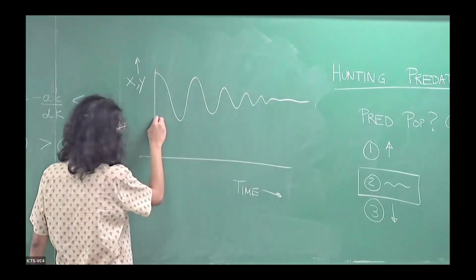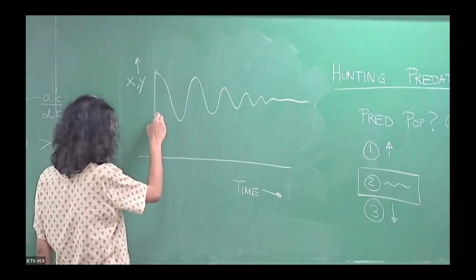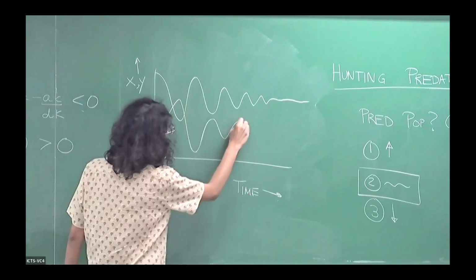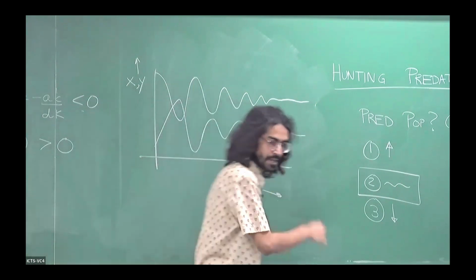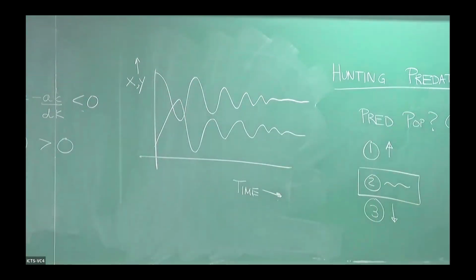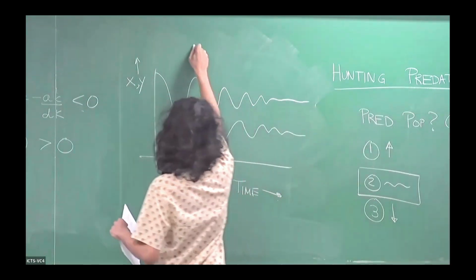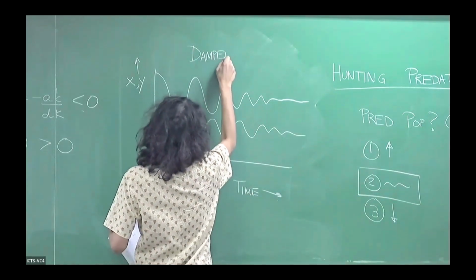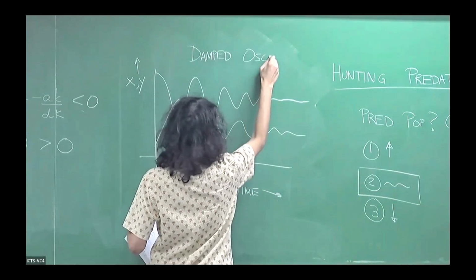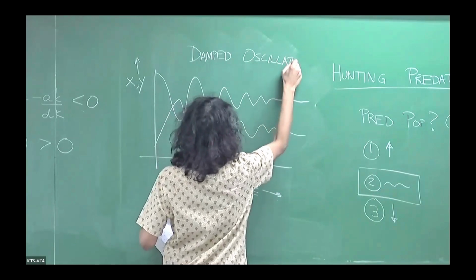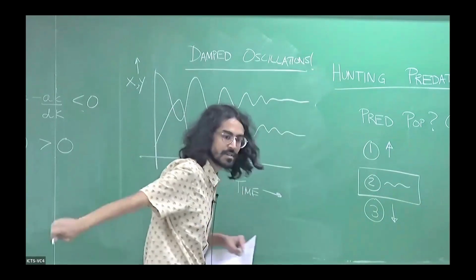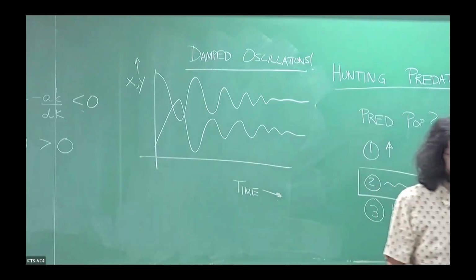And the other one will, again, start off with a pi by 2 phase difference. And then, I probably didn't draw this right. But the point is that you'll see damped oscillations. So if you wait a long time, you wouldn't see any oscillations at all. That's a problem, right?